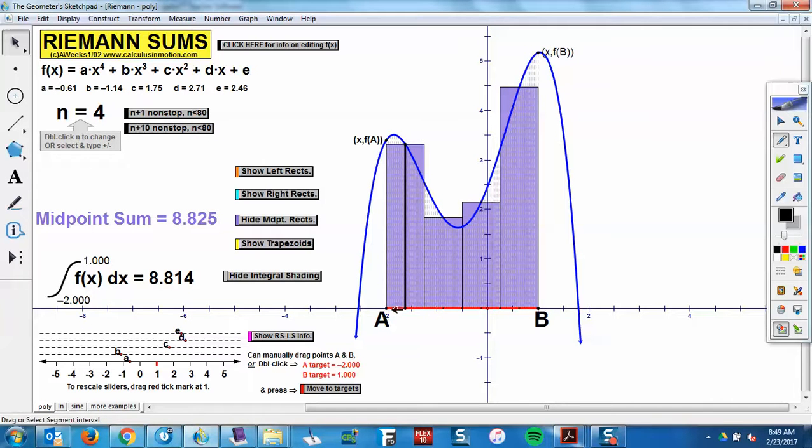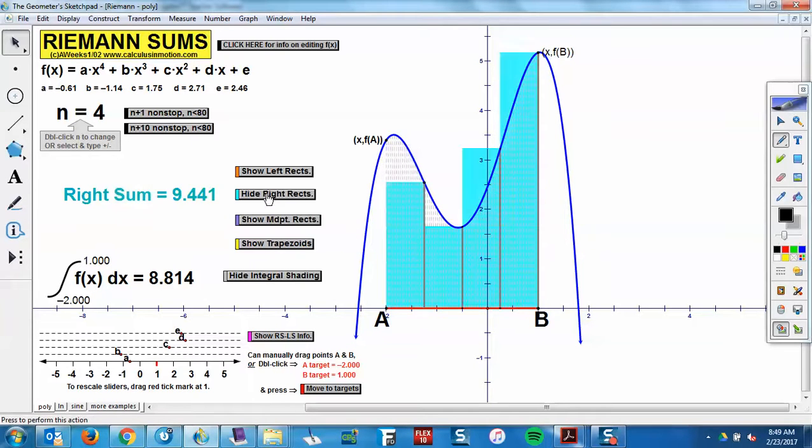Midpoint, we just do our same, divide it up into our 4 subintervals, and then we take the middle of each of the subintervals and we go up to the curve at that point. And here's the actual area right here. So notice this is better. This is closer. The right rectangle was too much.